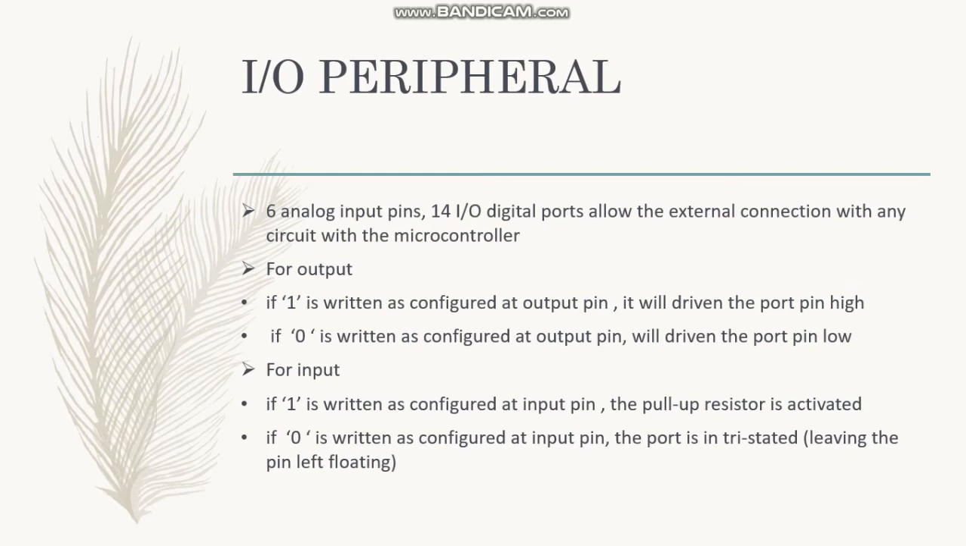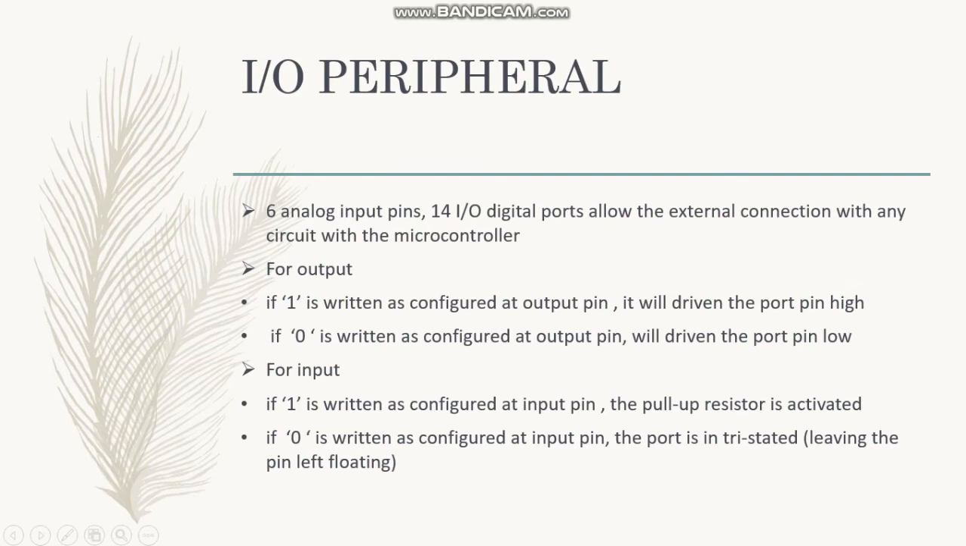Next, I will continue on the input-output peripheral. There are 6 analog input pins. 14 digital input-output ports allow the external connection of any circuit with the microcontroller. For output, if 1 is written as configured at an output pin, it will drive the port pin high. If 0 is written as configured at an output pin, it will drive the port pin low.